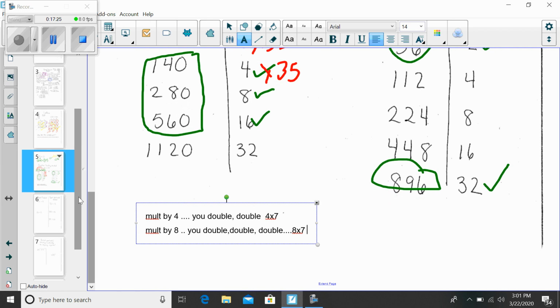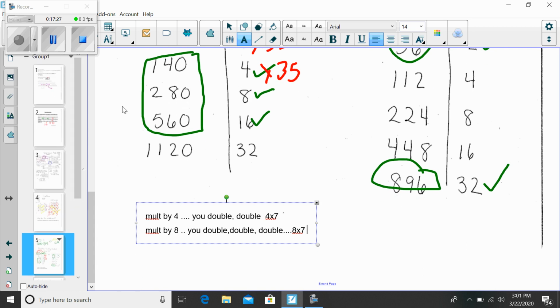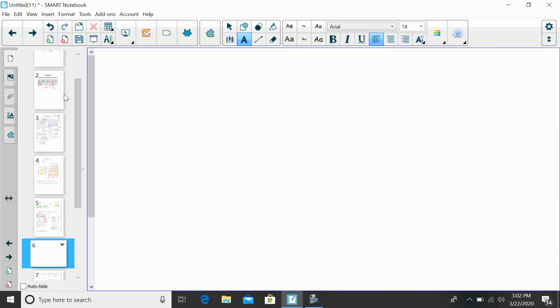Now, let's practice one more time. Wait a minute, where's my blank document here? Wait a minute, can I move that? Oh, I hope I didn't stop recording. Blank doc, here it is. Add page.